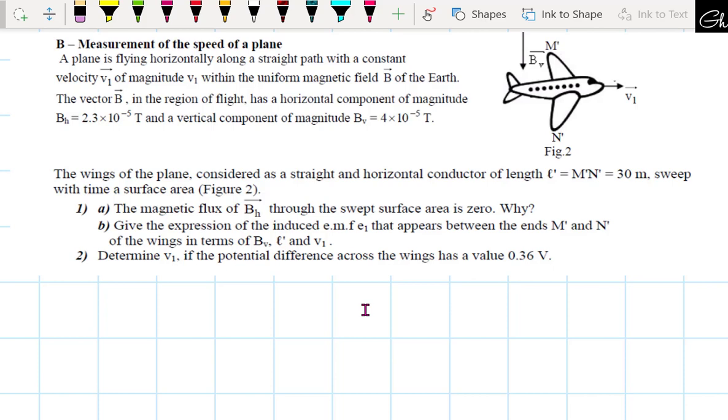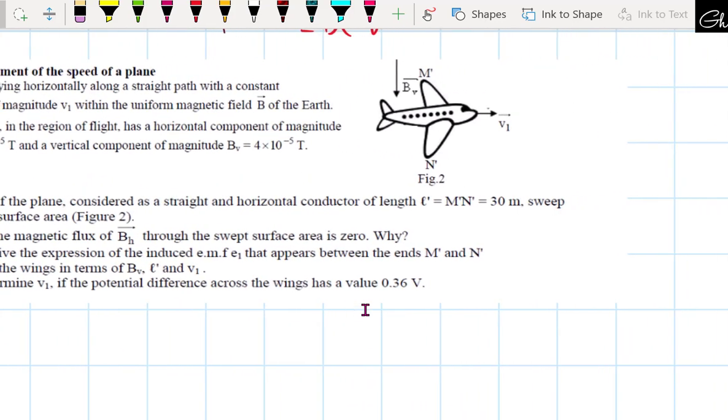So this is the given. We have a plane moving horizontally along this straight path with a velocity v1. We have two components for the magnetic field, one B vertical and the other B horizontal. They said that the wings of the plane are considered as a straight and horizontal conductor of length L prime.